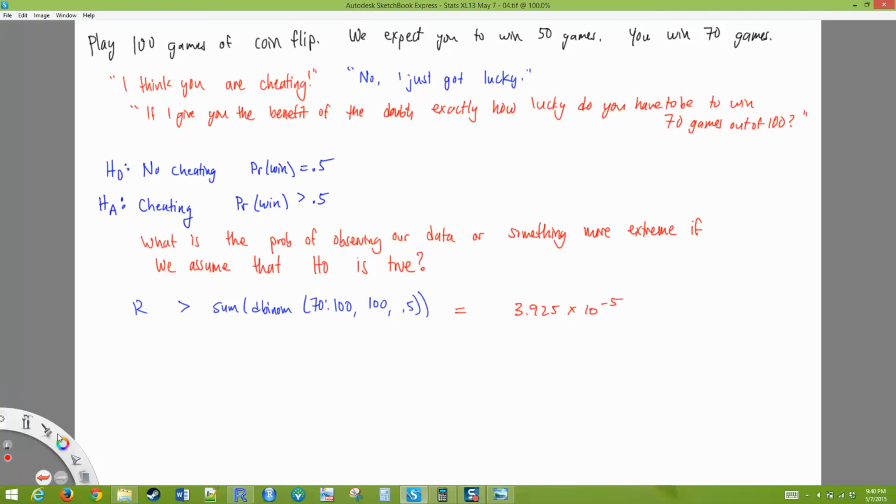If you remember scientific notation, that means we're moving our decimal place 5 spaces to the left. So my answer ends up being 0.00003925. That's about 4 in 100,000, or approximately 1 in 25,000.